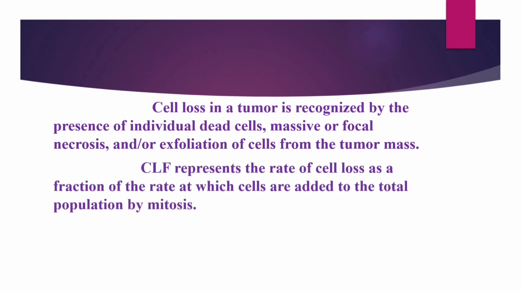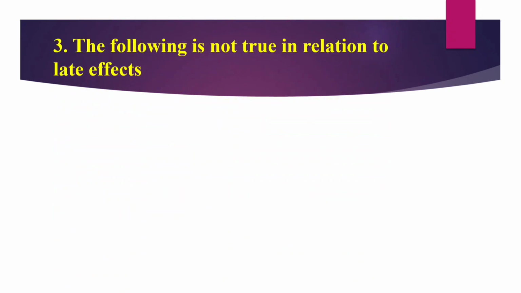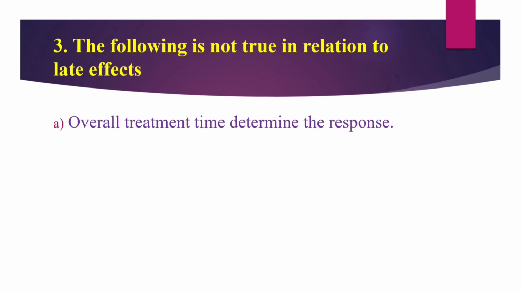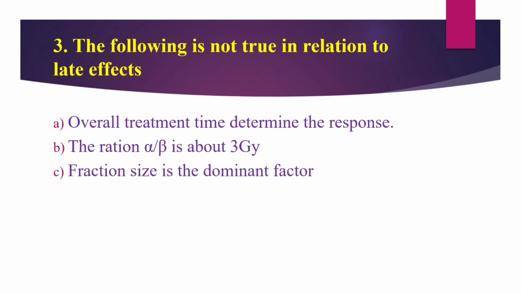The cell loss factor represents the rate of cell loss as a fraction of the rate at which the cells are added to the total population by mitosis. Now let's see the third question. The following is not true in relation to late effects. Option A, overall treatment time determine the response. Option B, the fraction alpha by beta is about 3 gray. Option C, fraction size is a dominant factor. And option D, none of the above.